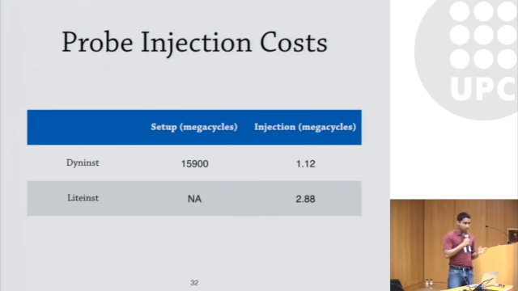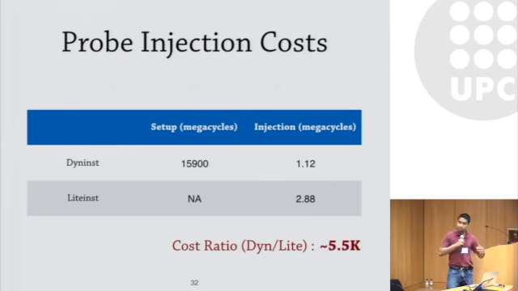But the injection cost itself is comparable to our solution, which we call LightInst. And actually, it's a little bit cheaper than ours. We think this is due to the fact that it does not need to deal with thread contention, because again, it stops all the threads before instrumenting, which we don't do. But the takeaway here is that with the setup cost included, our solution is on the order of several thousand times cheaper than Dyninst. So that means Dyninst is more suitable for bulk, infrequent probe injections.